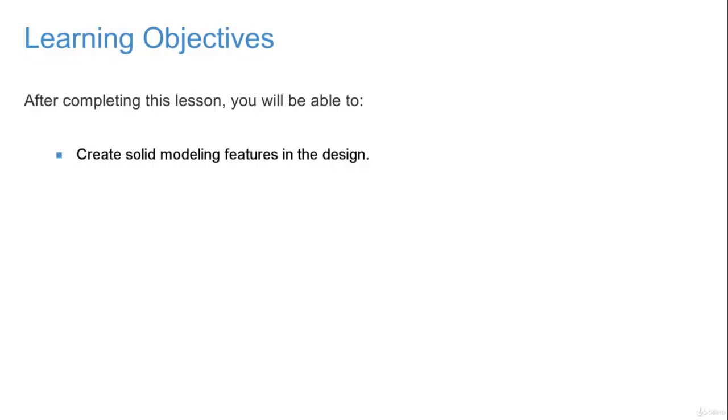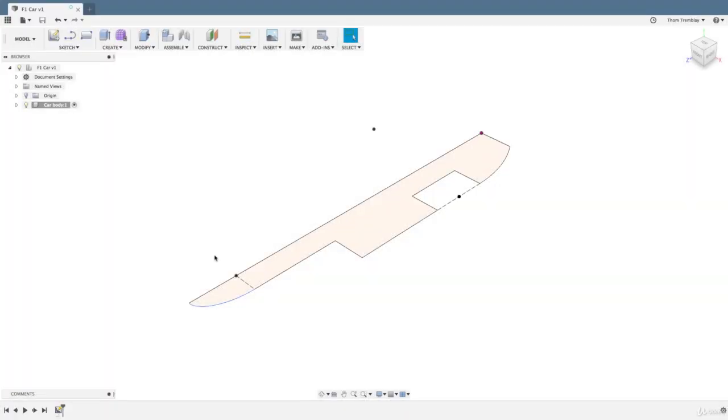After completing this lesson, you'll be able to create solid modeling features in the design, add a new sketch on a model face, and apply fillets to the model. For this lesson, you can continue from the previous lesson, or you can use New Design from File to open the F1 Car First Sketch Fusion Archive file.